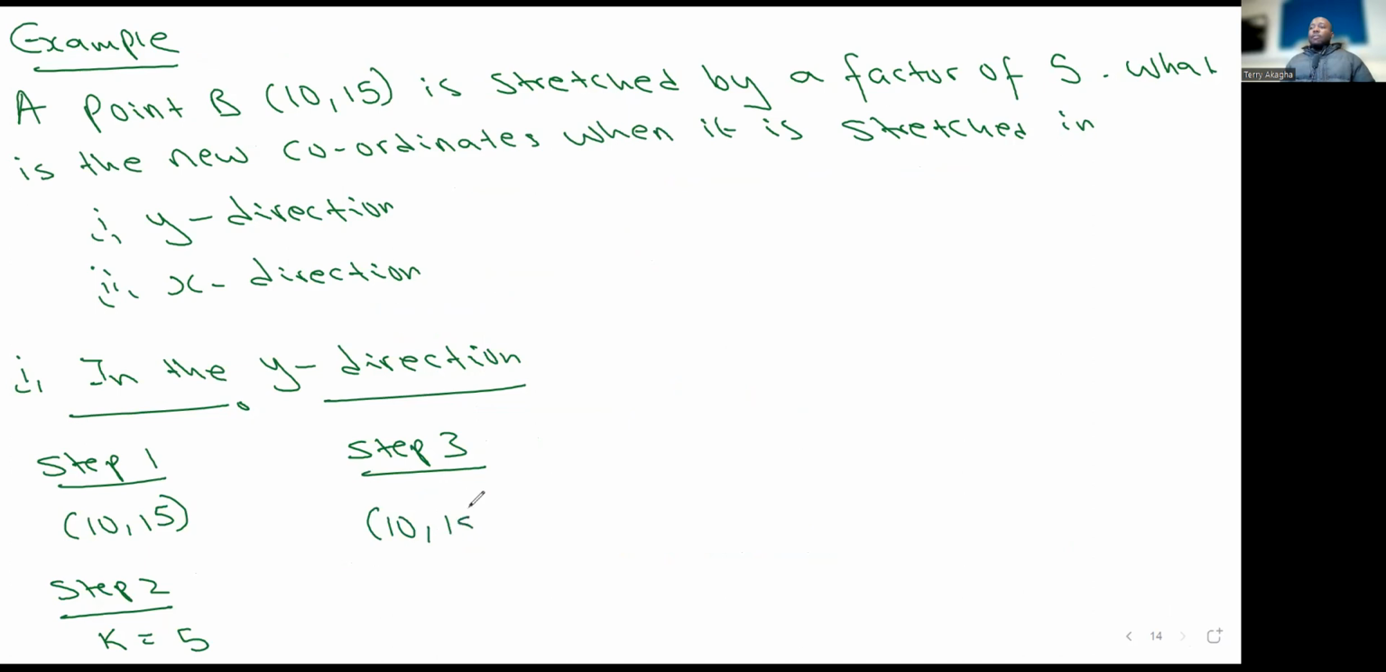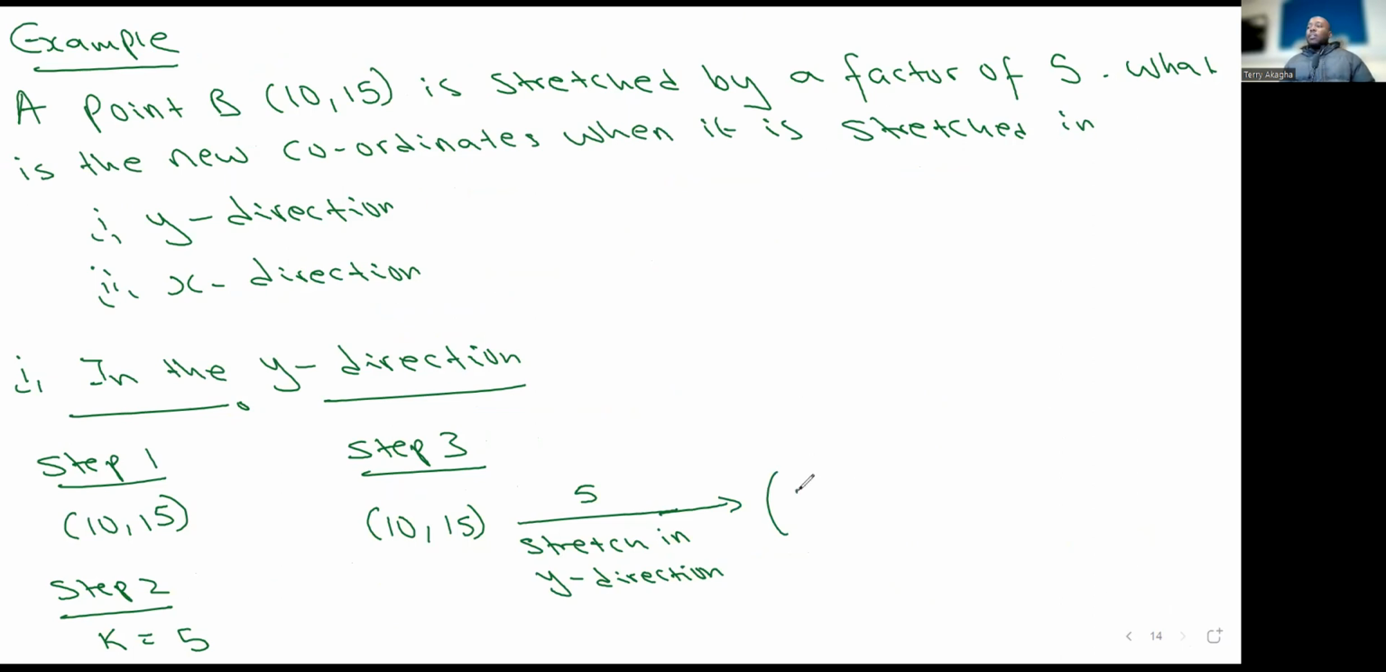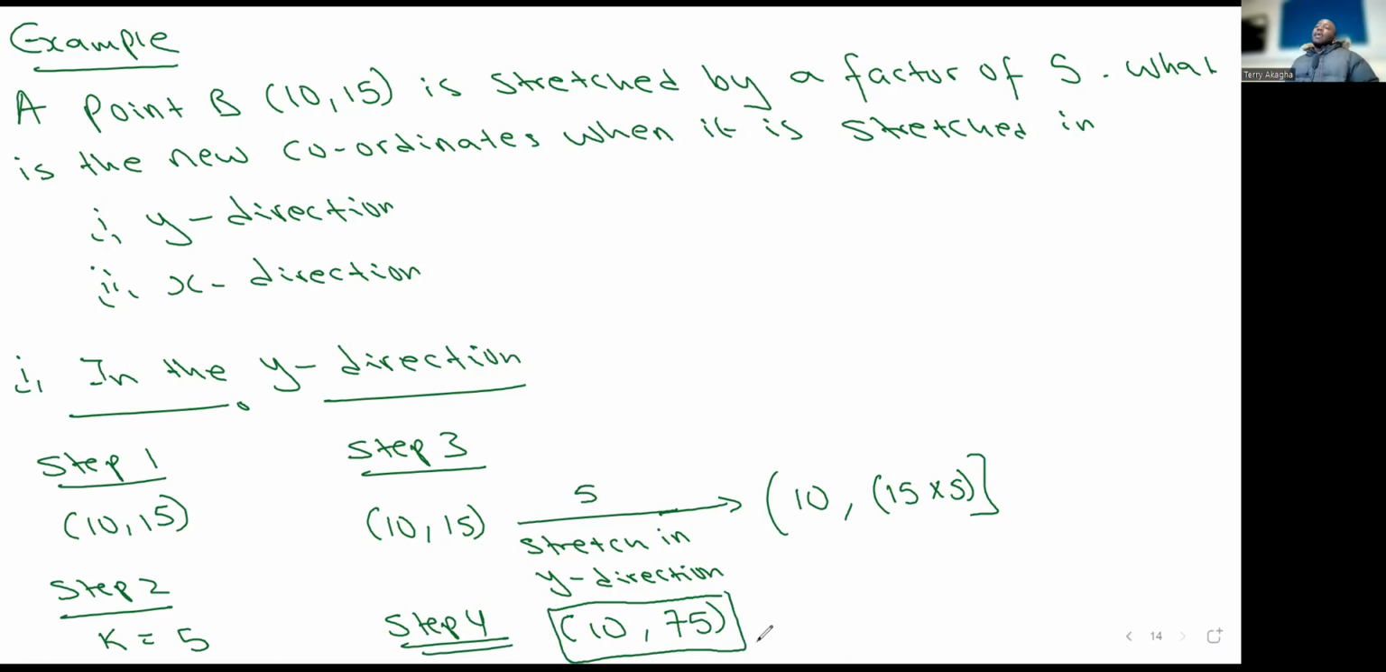So we have 10 and 15. We're stretching by a factor of 5 in the y direction. So the x coordinate remains the same, while the y coordinate is multiplied by the stretch factor. So it's going to be 15 times 5. And step 4, we then write it. That will give us 10, and 15 times 5 will give us 75.